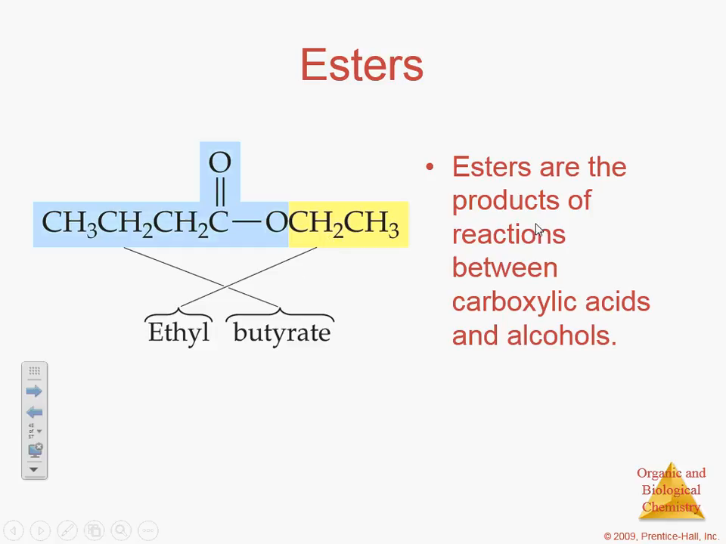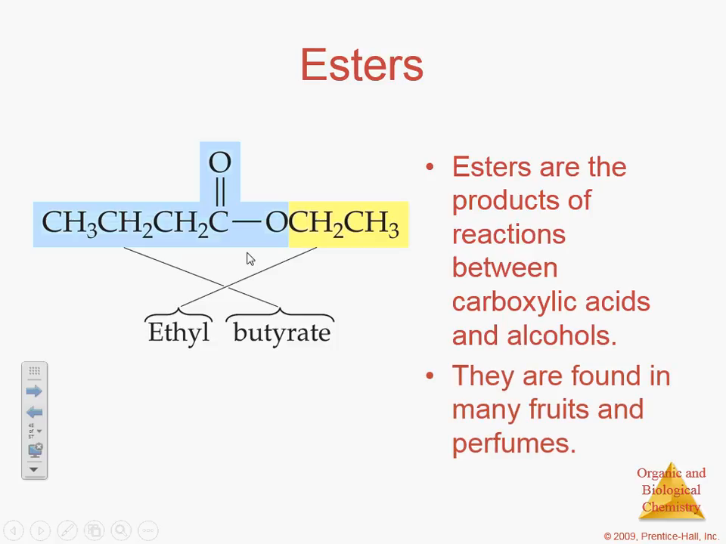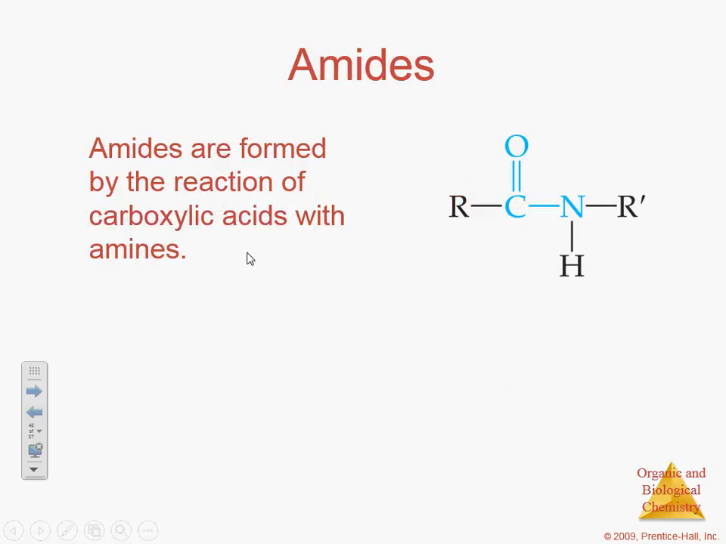Esters, what we have here is esters are the product of a reaction between carboxylic acids and alcohols. So we have, remember, ethers was an oxygen bonded in the middle. Now we're going to form an ether here with our carboxylic group, and we're going to have a double bond with that oxygen. So esters, kind of byproducts of ethers, they're found in many fruits and perfumes.